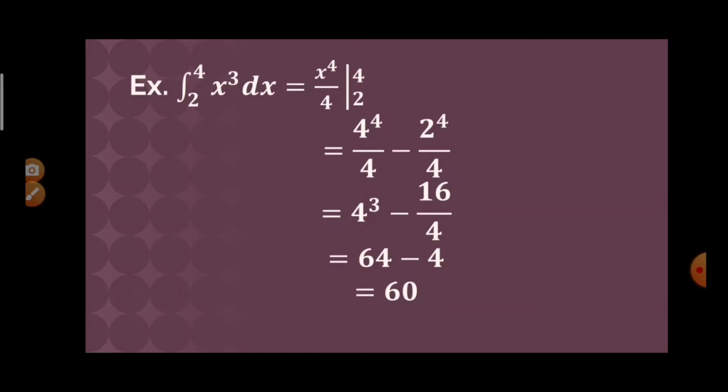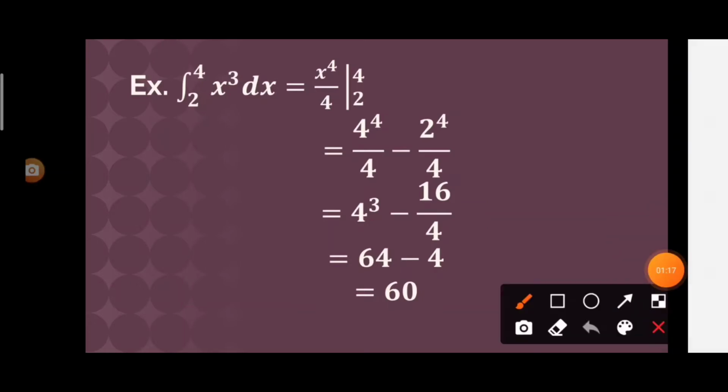And then let's go ahead and separate the 2 and 4. So we have 4 to the 4 over 4 minus 2 raised to 4 over 4. We can cancel out the 4. And we have 4 to the 3 minus 2 raised to 4 is 16 over 4. So we have 64 minus 4 is 60. So this is our final answer.